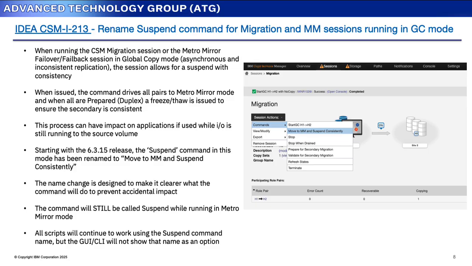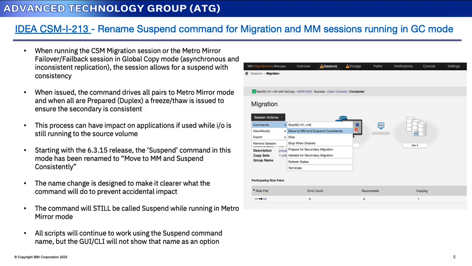So with that said, the name will now show in the GUI and the CLI, etc., as move to Metro Mirror and suspend consistently. However, if you have automation, so any scheduled task or external scripts calling CSM to do the suspend while in global copy mode, don't worry, those will still work. The way we do our rename is we will still allow the old command, so we won't break any automation that you have today.